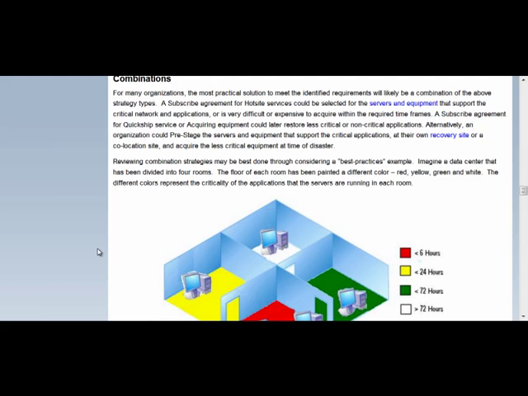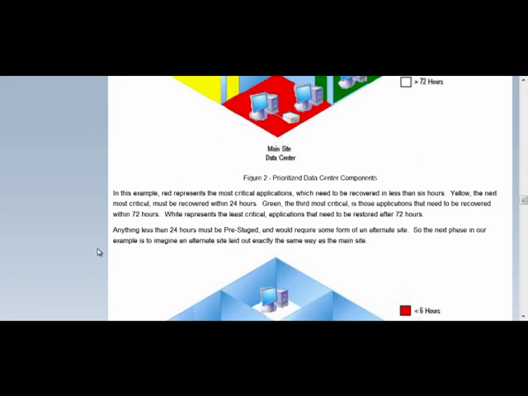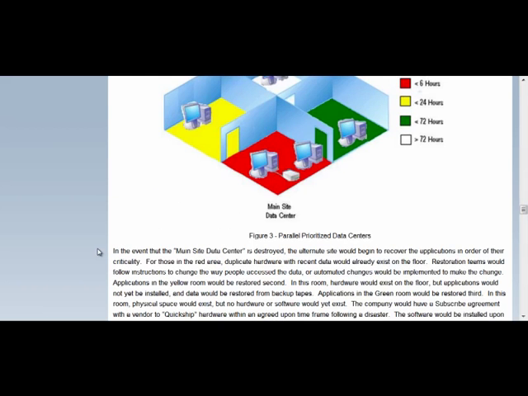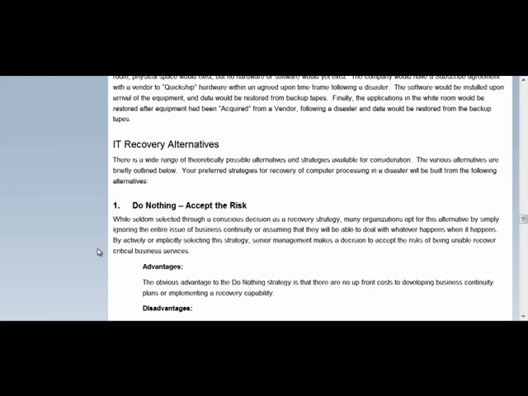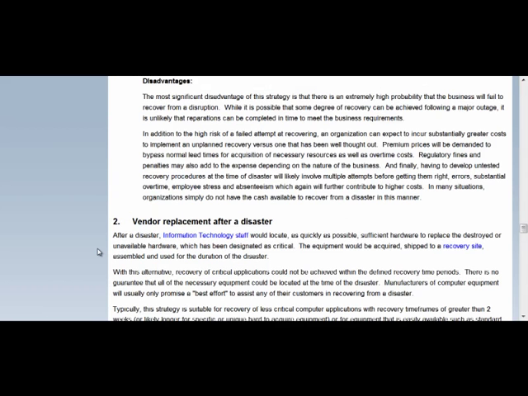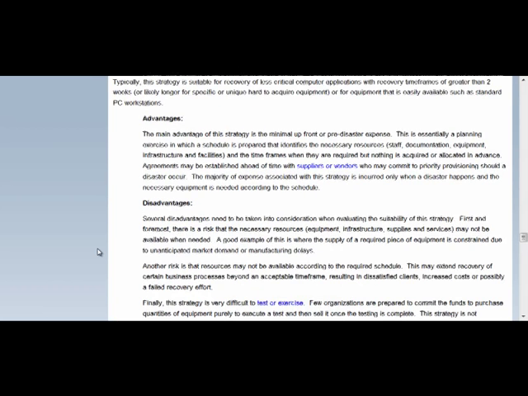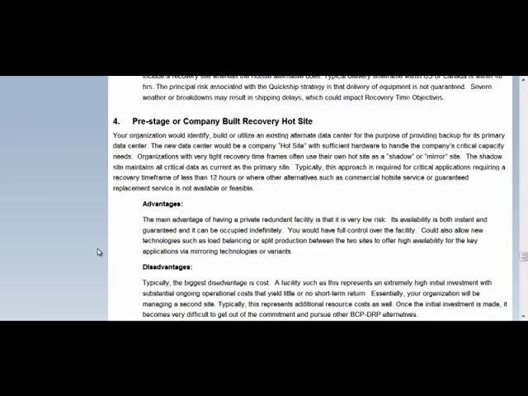As an example, you could look at the pre-stage strategy for your most critical or lowest RTO systems and applications, and perhaps supplement that with a subscription to a quick-ship vendor service for the less critical systems, and then acquire the remainder of the non-critical or easily available. The next section, IT Recovery Alternatives, reviews some of the advantages and disadvantages of major options, including do nothing. Please read through this section to get a more detailed understanding of the options and to see what's right for your organization.